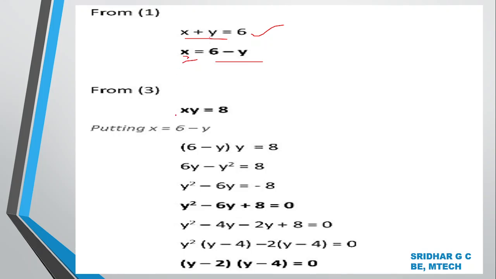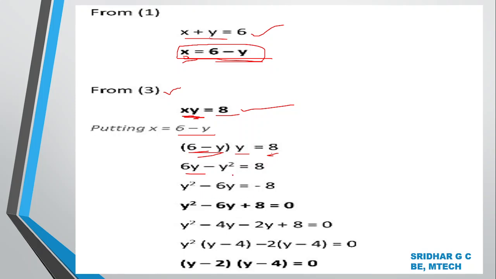Now, from equation 3, they have given xy equals 8. Now substitute the value of x from this equation into equation 3. x is 6 minus y. So (6 minus y) into y equals 8, since xy equals 8. So 6 into y, 6y, minus y into y, y square, equals 8.